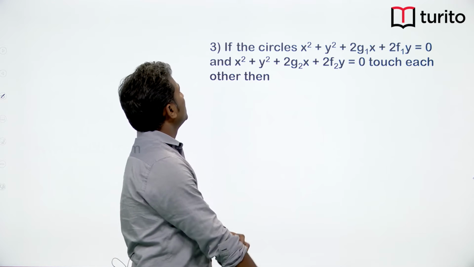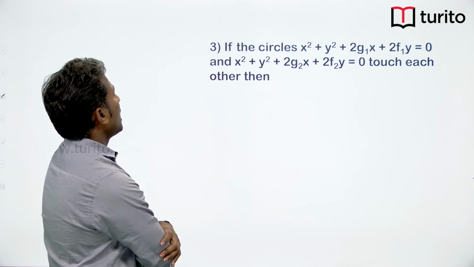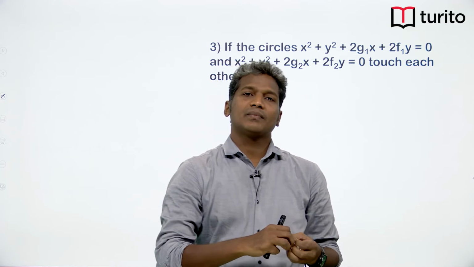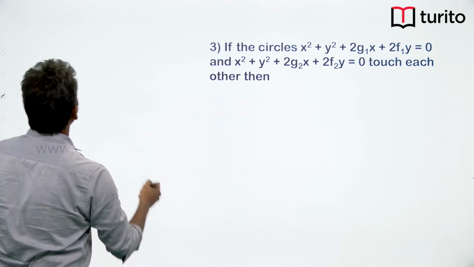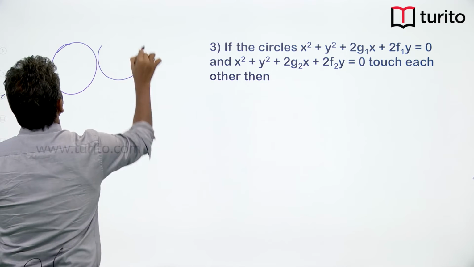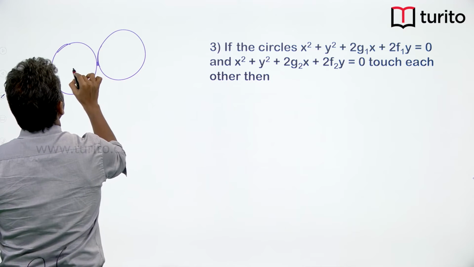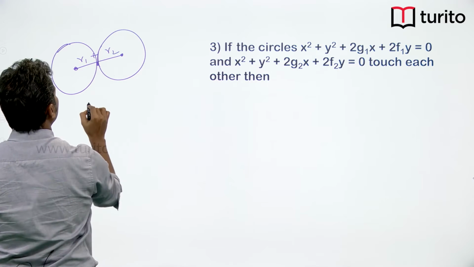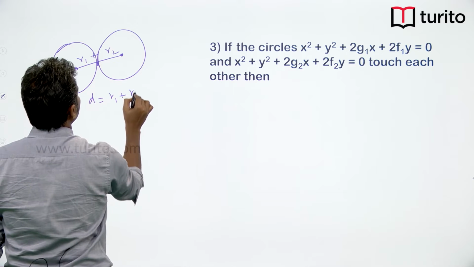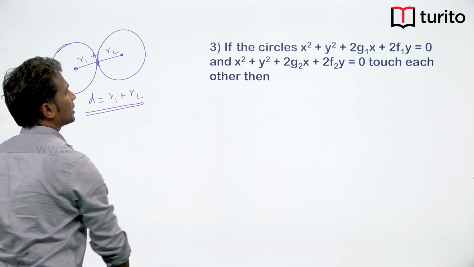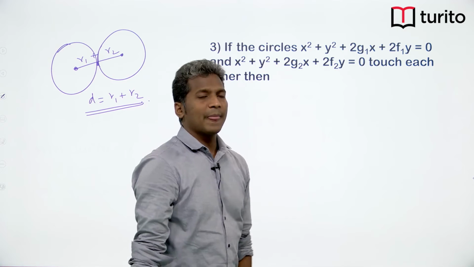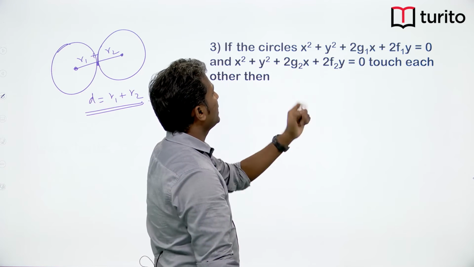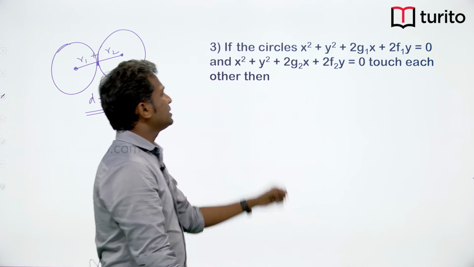Here, if circles touch each other, then when two circles touch each other, what happens? You might have already learned this idea. When two circles touch each other, then the distance between the two centers must be equal to R1 plus R2. So, D must be equal to R1 plus R2. If we apply this condition, we will get the required condition in terms of G1, G2 and F1, F2. That is one idea.